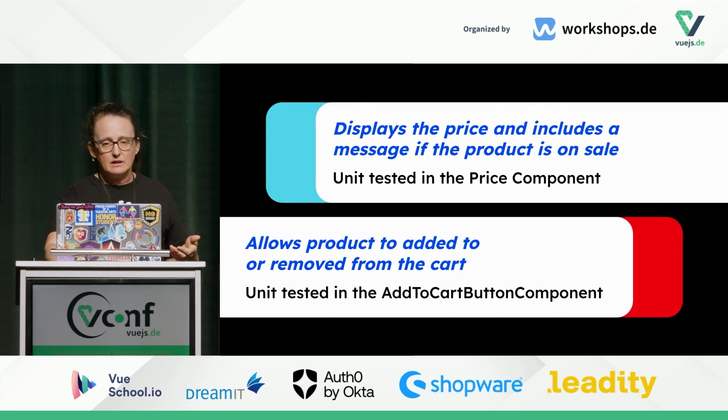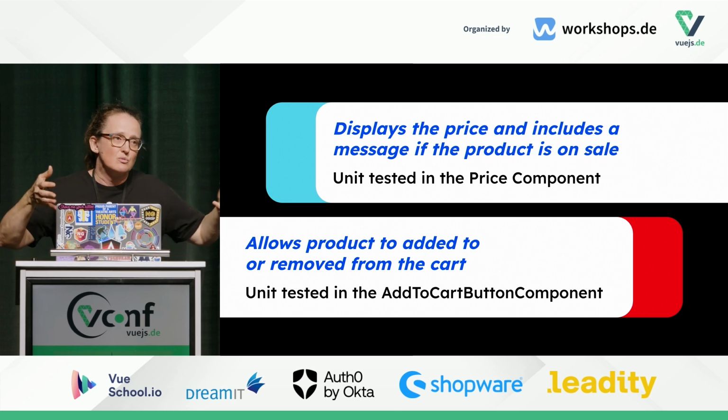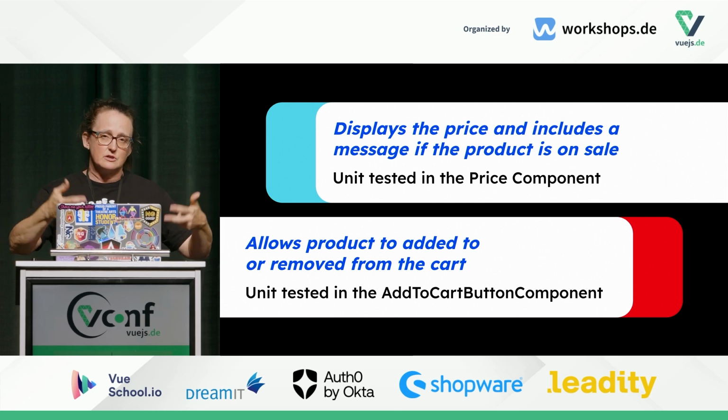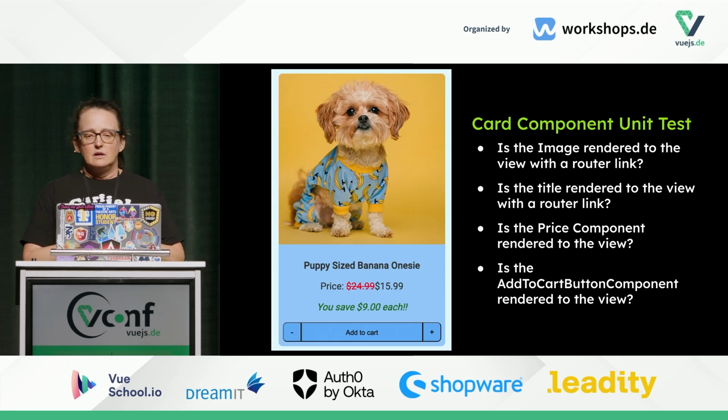Because at any point, implementation could change on the price component. Implementation could change on the add to cart button component. So if you're writing your unit tests on the card component to try to reach into those children and test the functionality of those, you're setting yourself up for fixing a lot of tests later if anything changes. So we're actually going to test these two items when we get to those components' unit testing.